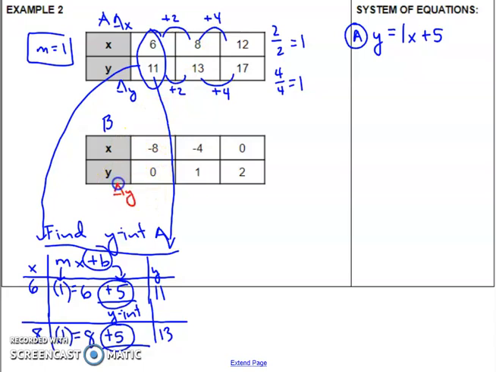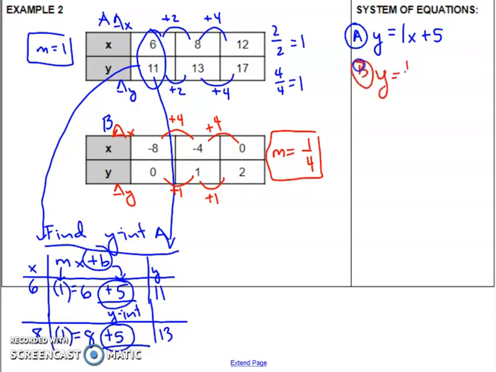Change in y and our change in x, that's where we're going to find first. So 0 to 1 is plus 1. 1 to 2 is plus 1. Whew, nice and sweet. Negative 8 to negative 4 is plus 4. Negative 4 to 0 is plus 4. All right, so then I can just go straight to knowing that the slope of B is 1/4. Okay, so I have that.